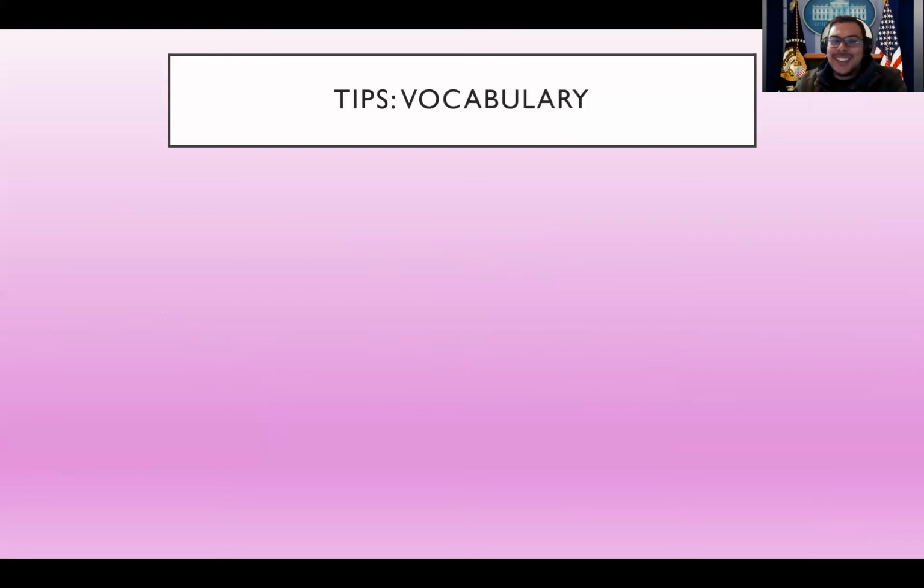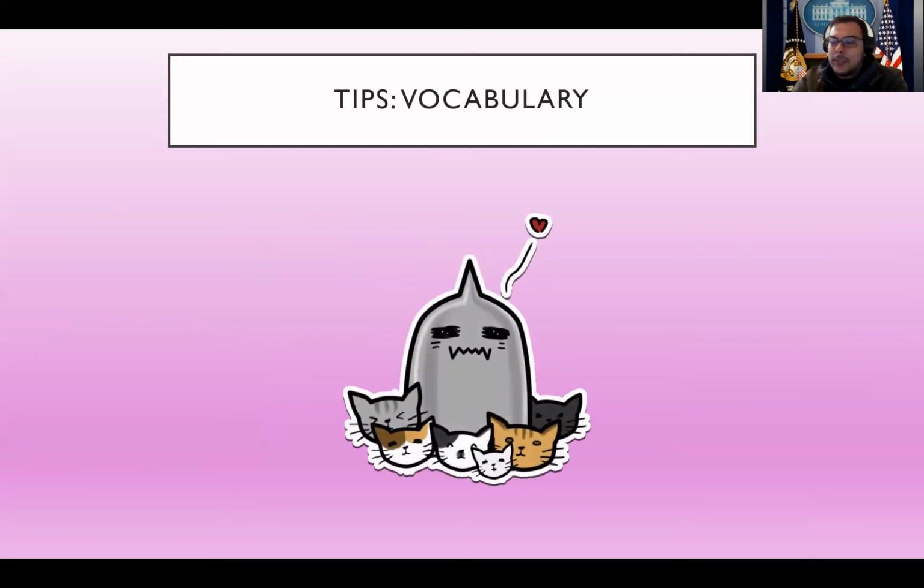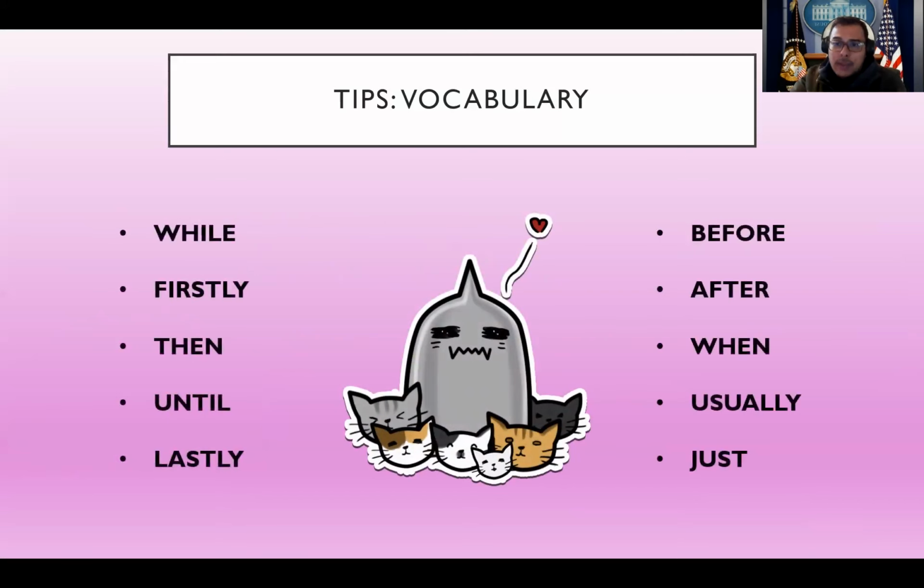All right, and lastly, this is just a little tip, just some vocabulary that we have for you. When we join these sentences, we need to add something else to make them make sense. So we have words like while, firstly, then, until, lastly, before, after, when, usually, just. You might remember some of these from the examples that we already explained in the previous videos. So analyze how to use each one. I'm pretty sure most of you already know them because we saw them when we saw each individual topic.